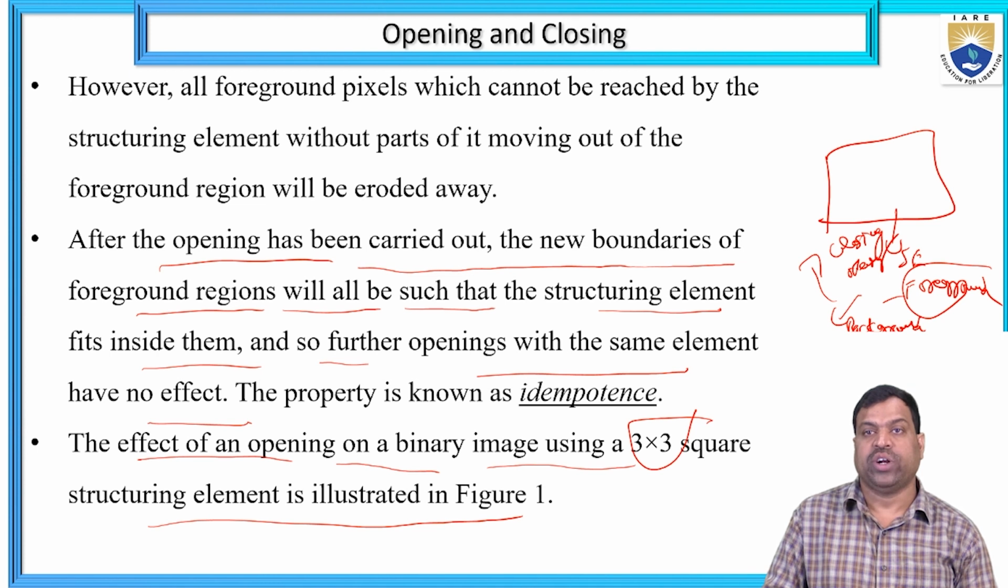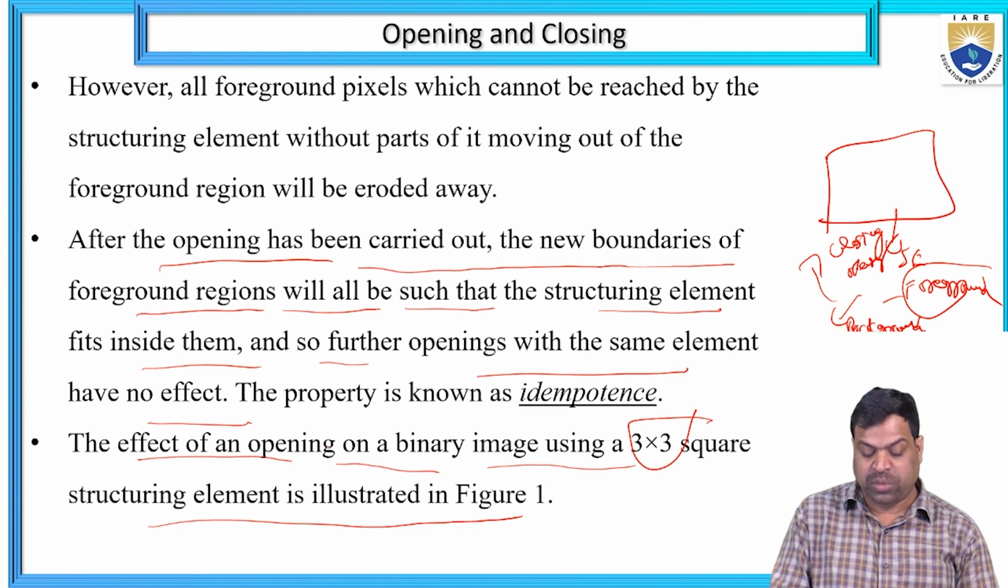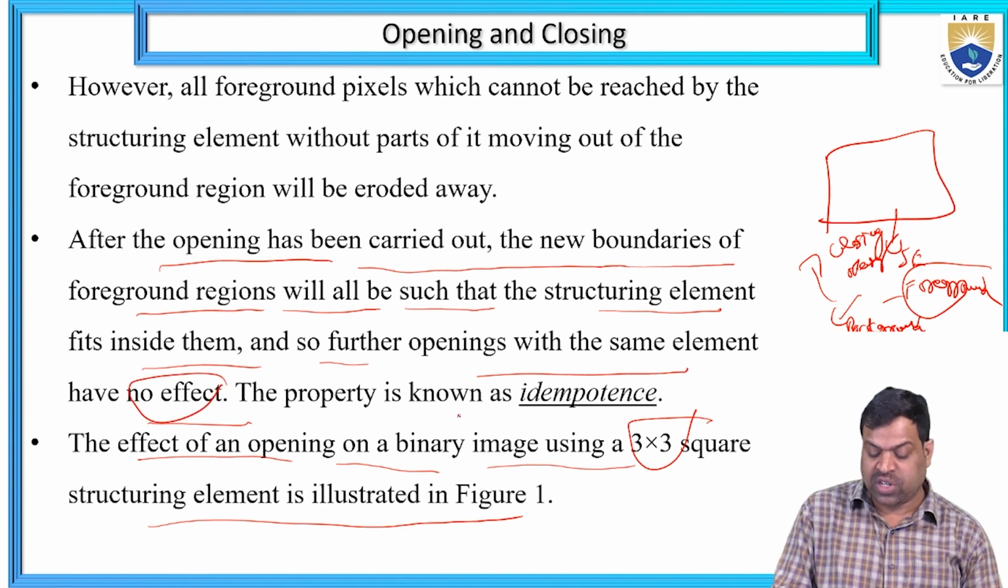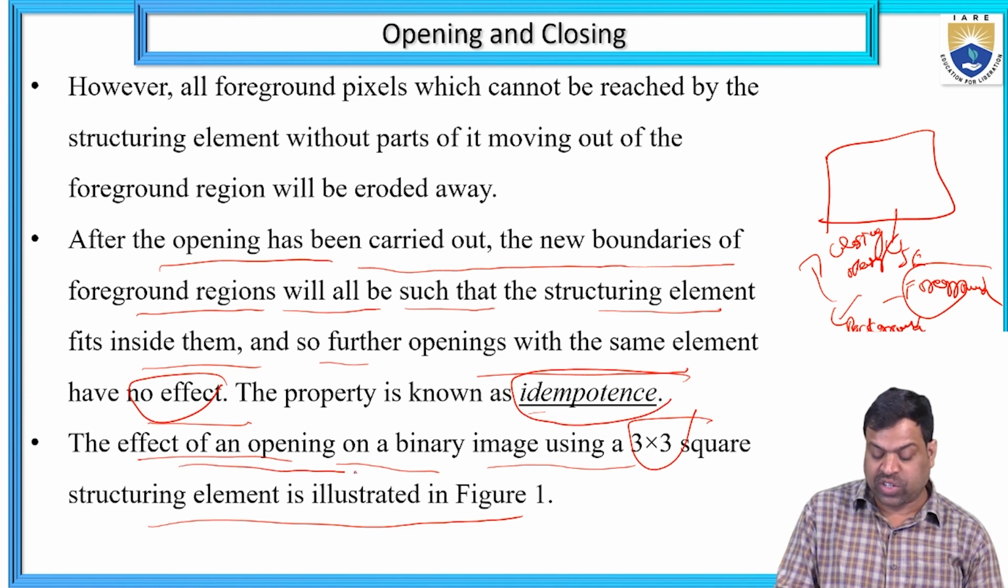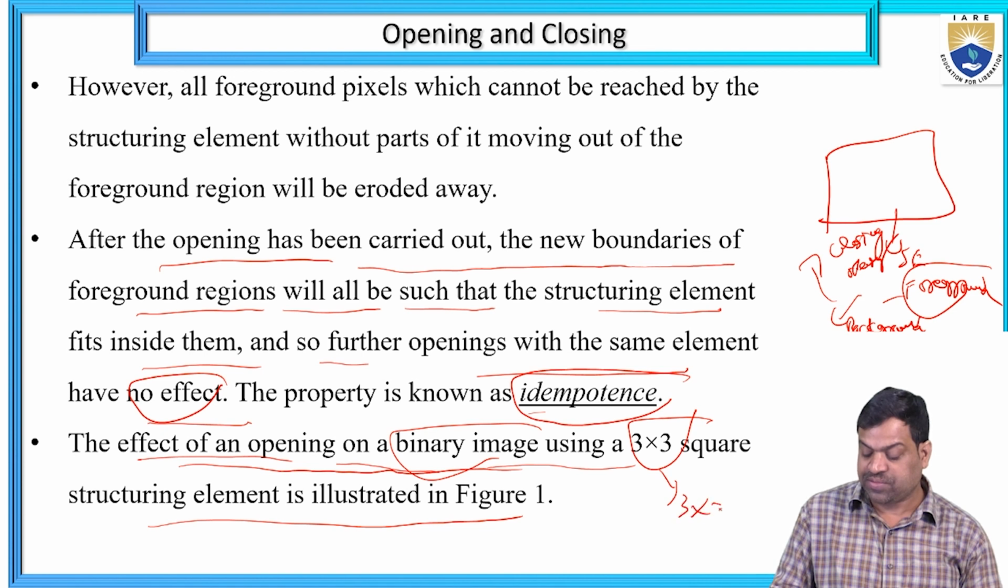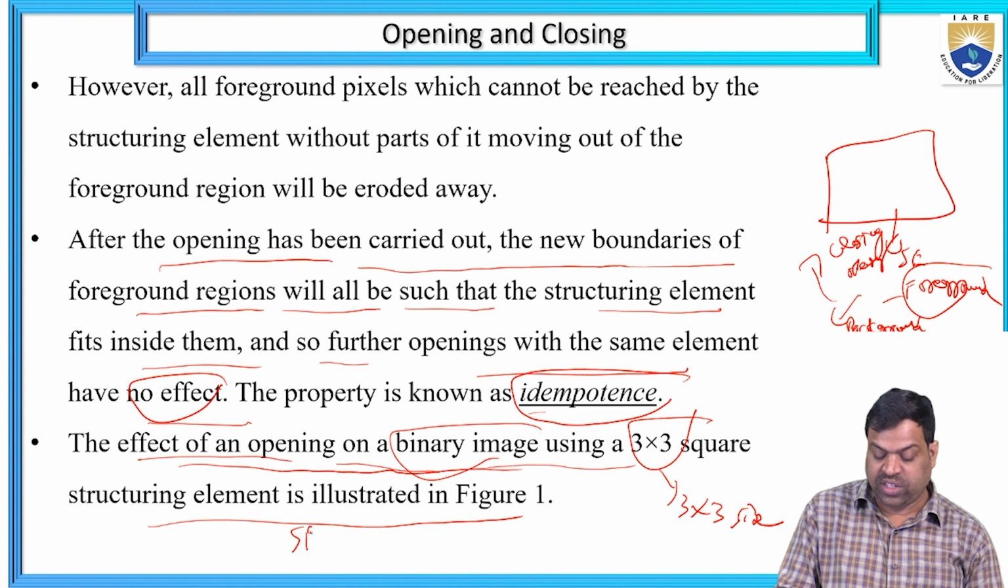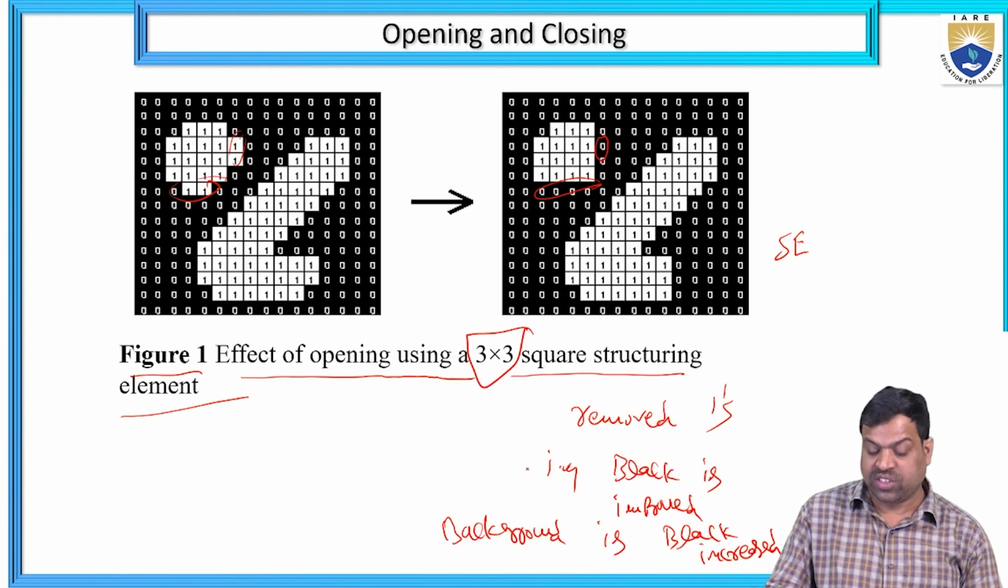The foreground pixels which cannot be reached by the structuring element without parts of it moving out of the foreground region will be eroded. But once the opening has been carried out, the new boundaries of the foreground region will be such that the structuring element fits inside them, and further opening with the same element has no effect. So that is idempotence. This is the effect of opening a binary image with a 3 by 3 structuring element, as illustrated in the figure.